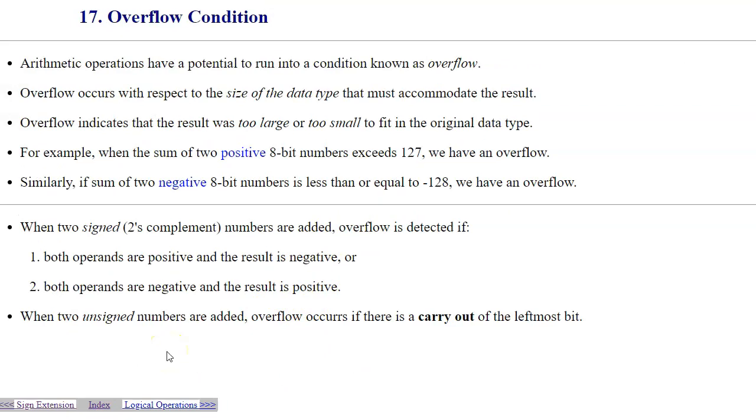We discussed the situation where overflow can occur due to the limitation of a specific data type. Arithmetic operations such as addition and subtraction could produce an overflow or underflow. Overflow is taking place when the current data type can no longer accommodate the result because the result becomes a larger size. We need an extra bit to accommodate the result, for example.